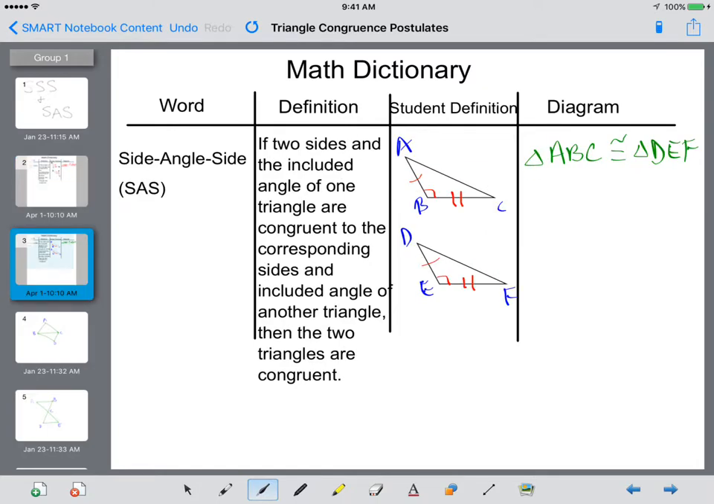Our second shortcut is called the side-angle-side. And what that means is that we need two sides and the included angle of one triangle congruent to the corresponding two sides and included angle of another triangle. Then we can state the two triangles are congruent. So if we have a side, angle, and a side, it goes in order. So if we have this side, that angle, side, it has to be corresponding, going in the same order. Then we can state the two triangles are congruent.